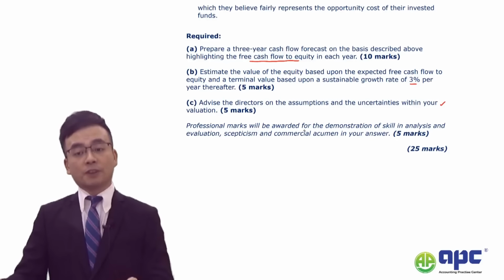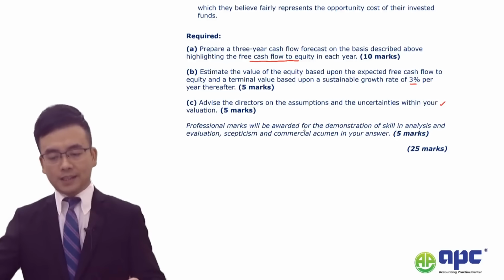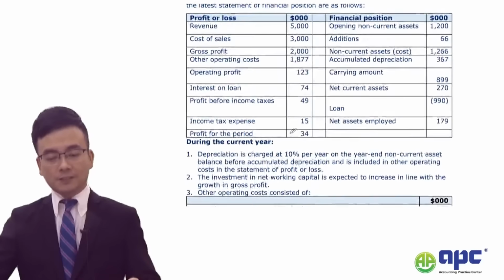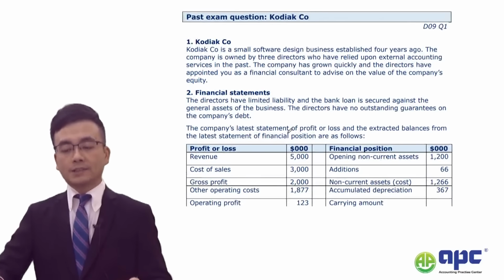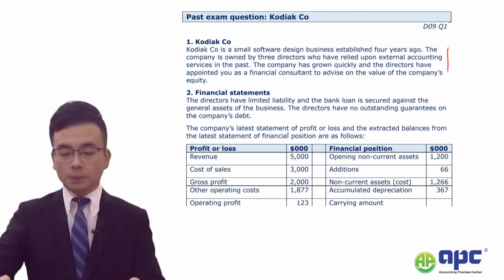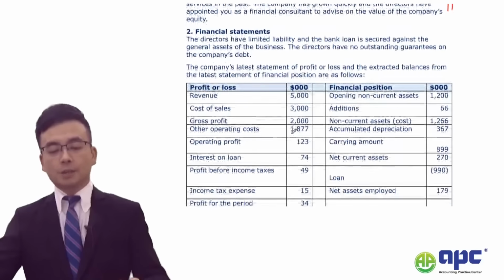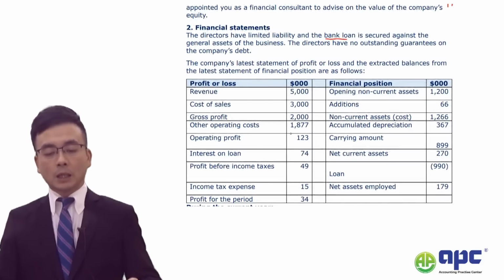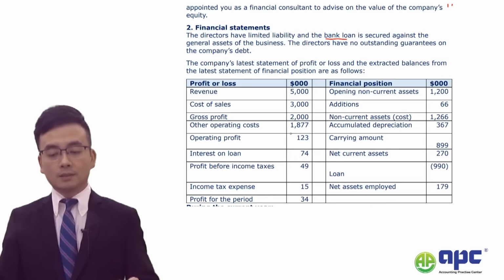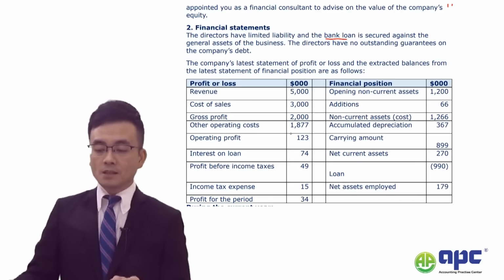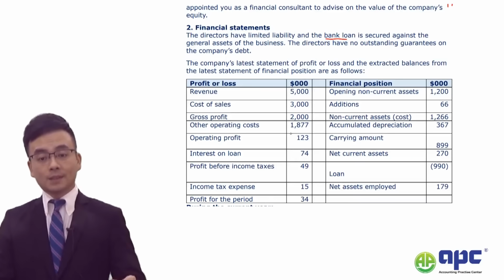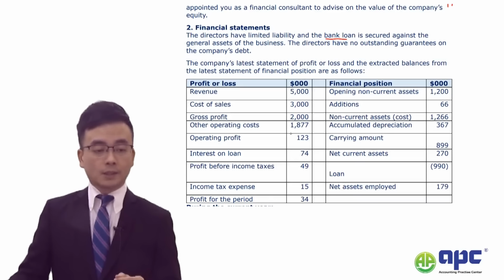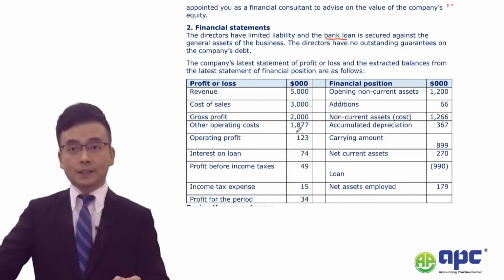And we are given the professional marks there. I'll show you how in a second. But first things first, let's read through the case. It's a small design company, and therefore in the second paragraph, we'd like to talk about the bank loan, okay, secured against the general asset. There are no outstanding guarantees on the company's debt. Okay, so that's why we may be considering additional finance options.